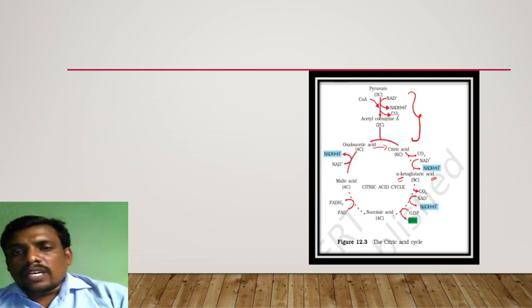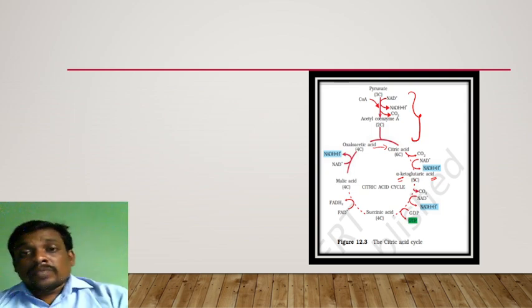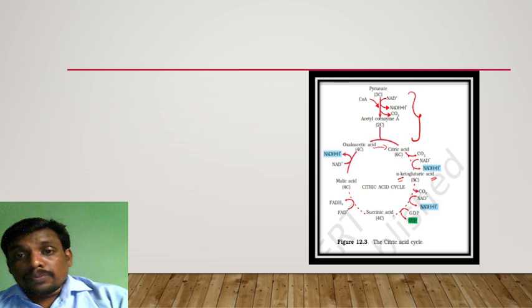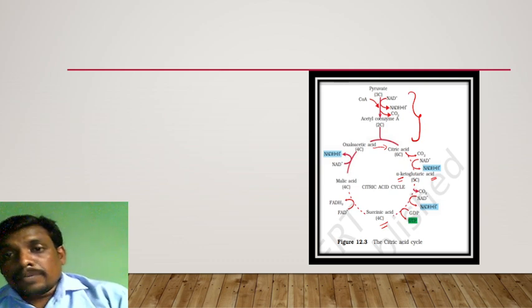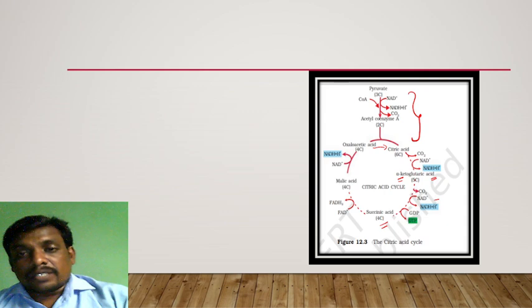Alpha ketoglutaric acid, by losing one CO2, so now it has 5 carbons. It loses one more carbon and will be converted into succinic acid, which is a 4 carbon compound. Here NAD will be converted into NADH plus H plus. It is a reducing power agent.